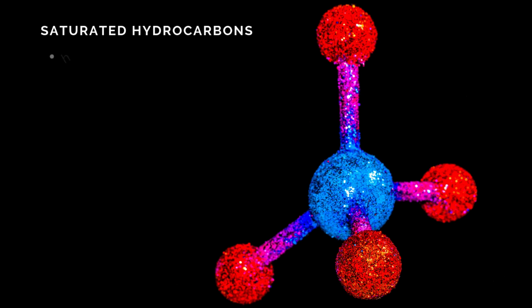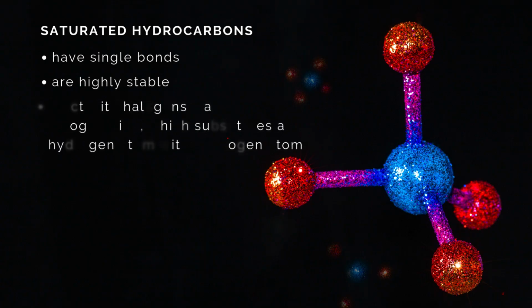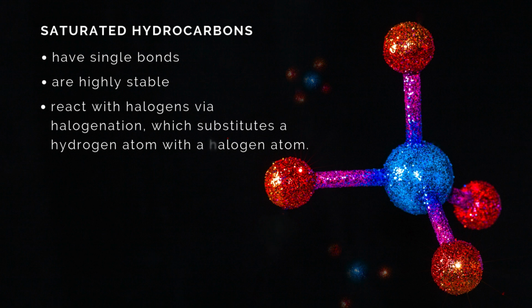Saturated hydrocarbons have single bonds, where each bond is attached to an atom. They are highly stable, so it's not possible to add another atom, and they react with halogens via halogenation, which substitutes a hydrogen atom with a halogen atom.